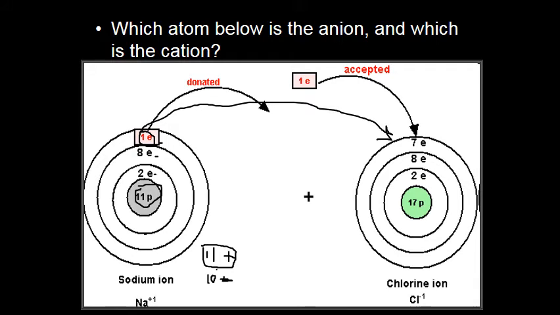So what about this guy? Well, he's got 17 protons. Sorry for the bad handwriting. And he's got, let's see, 2 plus 8 is 10. Plus 7 is 17 electrons. That's what he had when he was neutral, but remember, he got one more from over here, so now he's got 18 electrons.